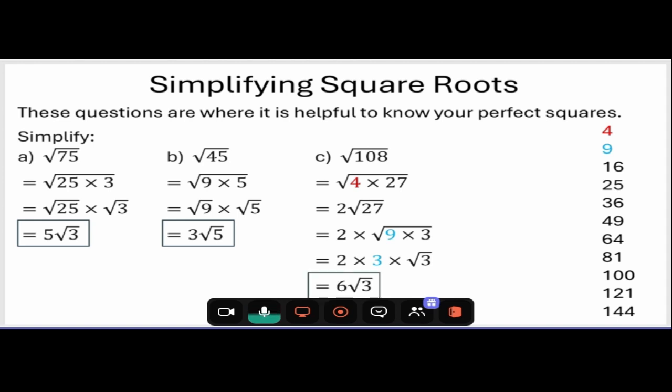And I feel like that might be down at the bottom out of the view for the people watching the recording later because of the toolbar. I apologize. The answer is 6 times the square root of 3, 6 root 3.